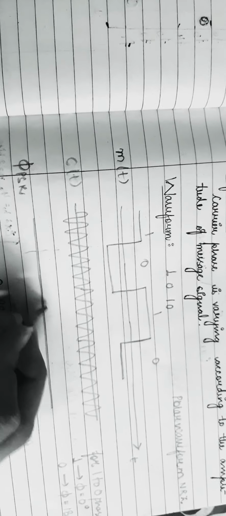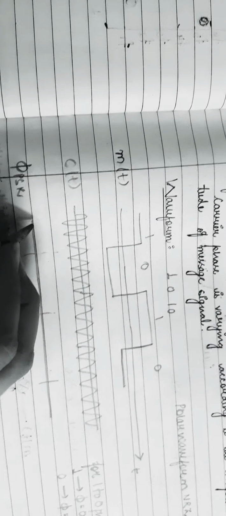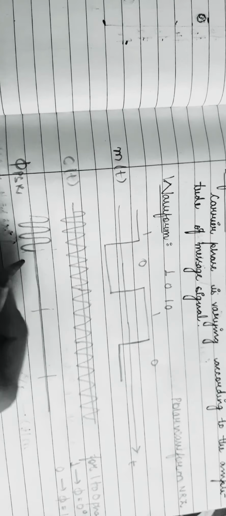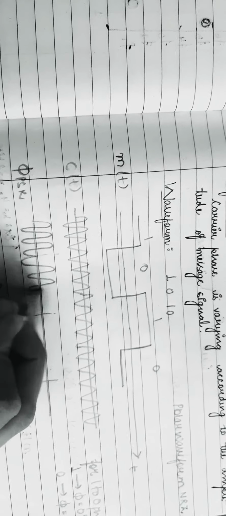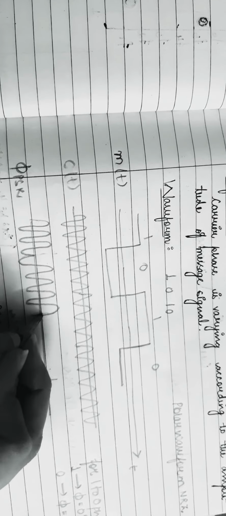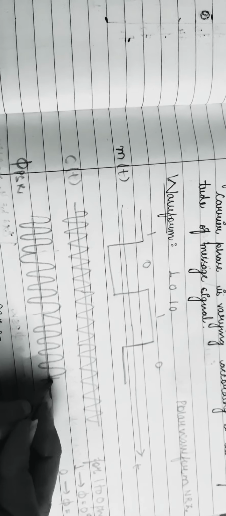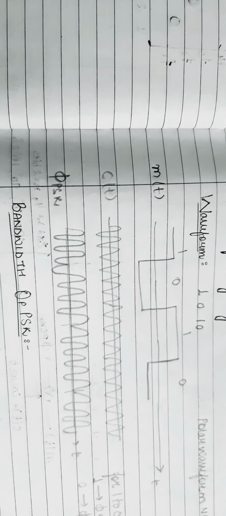Now here, this is 1, here it is 1, and here it is 0. So for 1, the phase will be like this. So there will be a phase reversal. For 0, again there will be a phase reversal because it is going from 0 to 1. Then again there is a phase reversal. So here we can see that the carrier signal is changing with respect to your message signal.